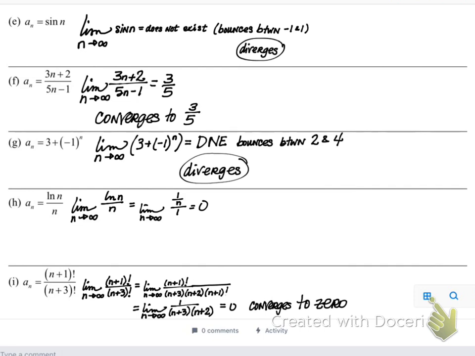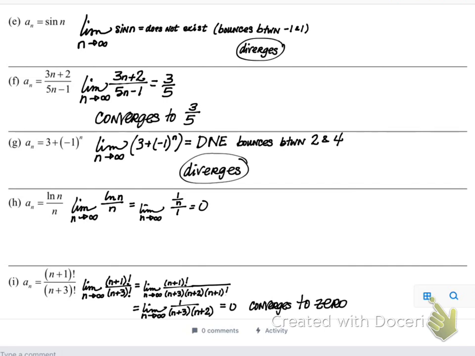And it's the same, same coefficients as you named. And then in G, it's bouncing between 2 and 4. If n is an even exponent, it's going to be 4. If the term is not negative, odd, then it'll be 2. So that diverges. So it bounces between 2 and 4.